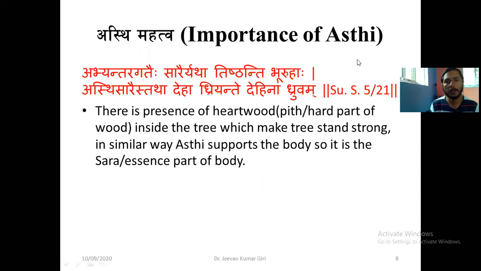Similarly, our body is supported by the Asthi, so that we can maintain our erect posture, isn't it? If there is no Asthi, what will happen? If there is no bone in the body, what will happen to our muscles and all the soft organs? They will fall down, isn't it? So see here, bones form the framework. If there is no bone, all the muscles, nerves, and vessels will fall down on the ground and become one ball.